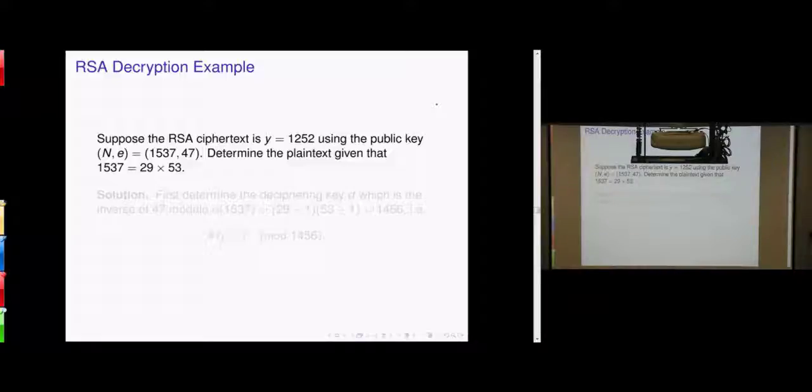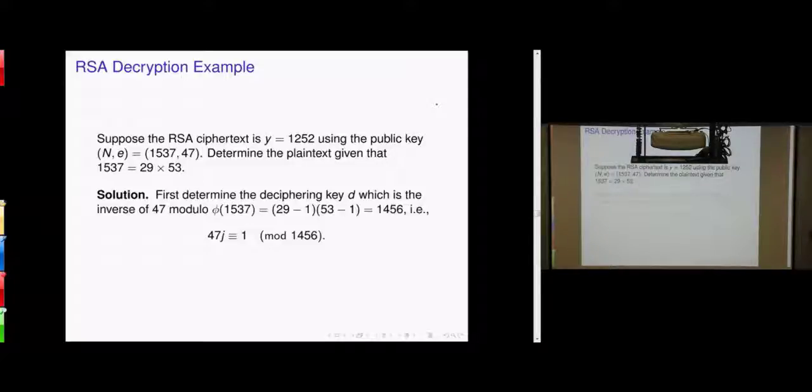So suppose we use RSA. We receive this number, 1252, and we want to know what it is. The public key is this. Now we have to assume that I know how to factorize, because the person who designed the system knows the factorization. So you have to assume that this n is factorized in this way.